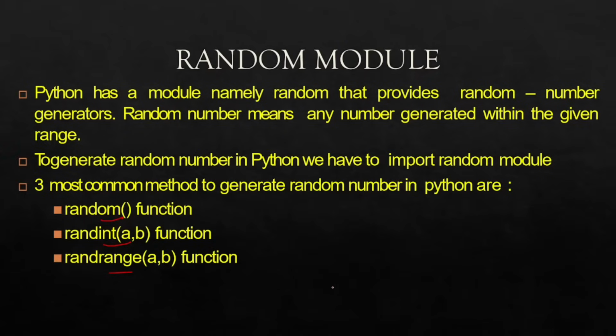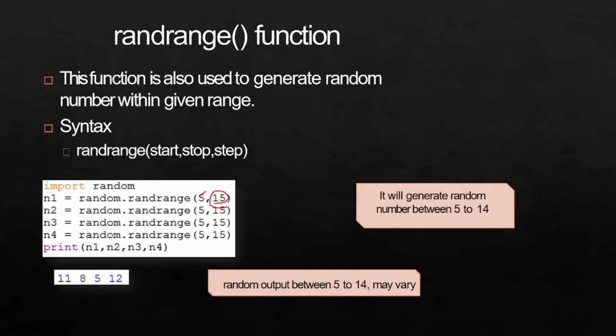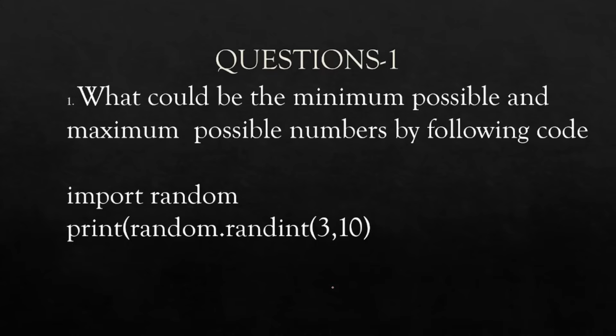Now based on that, we are going to solve the sums. What is question number 1? What could be the minimum possible and maximum possible numbers by the following code? You have to write the minimum possible number and maximum possible number. So I'm importing random, print of random.randrange of int 3 and 10.